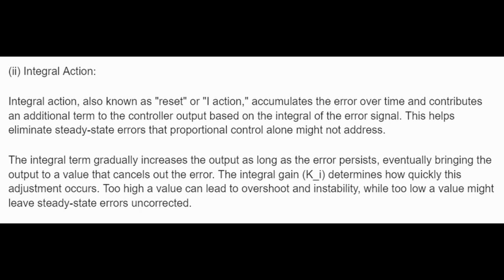2. Integral action. Integral action, also known as reset or I action, accumulates the error over time and contributes an additional term to the controller output based on the integral of the error signal. This helps eliminate steady-state errors that proportional control alone might not address. The integral term gradually increases the output as long as the error persists, eventually bringing the output to a value that cancels out the error.